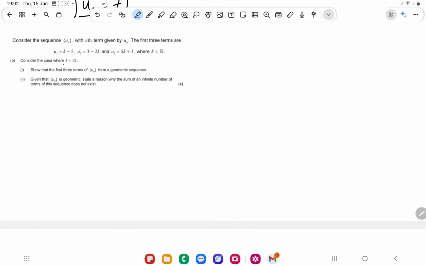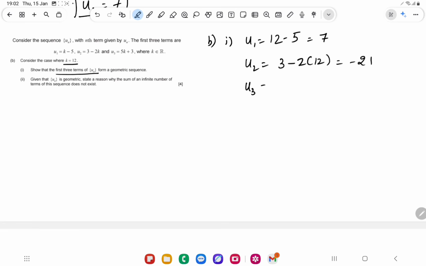Now for B part, we have to consider the case where k is equal to 12 and we have to find the first 3 terms of un. So let's start with the solution. My u1 becomes 12 minus 5, which is 7. u2 becomes 3 minus 2 into 12, which is minus 21. And u3 becomes 5 into 12 plus 3, which is 63. So I got all the first 3 terms.